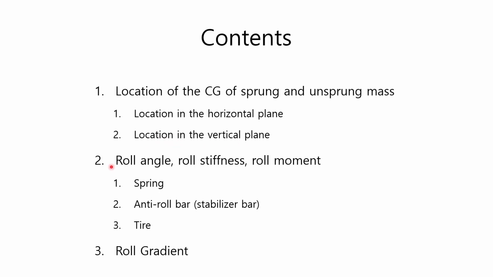Based on the vehicle roll center obtained in the previous video, E0075, roll center part 7, I will explain how to calculate the roll angle, roll stiffness, and roll moment caused by the various components of the front and rear suspension, such as the springs and anti-roll bars, and when to consider the effects of tires. Next, I will explain the roll gradient.